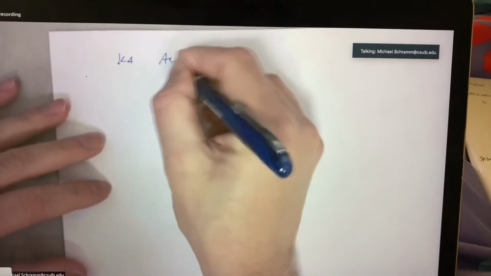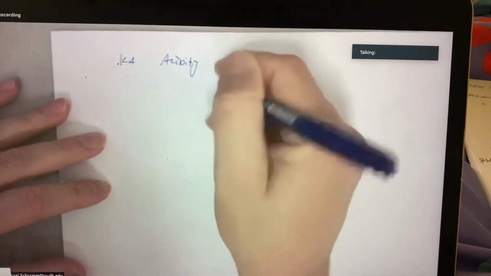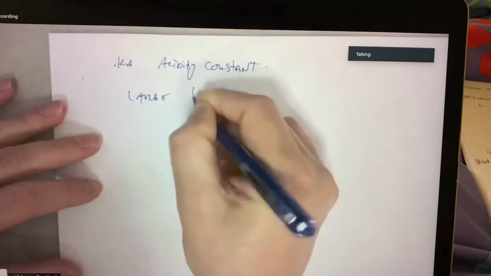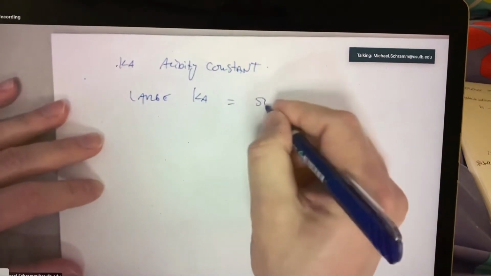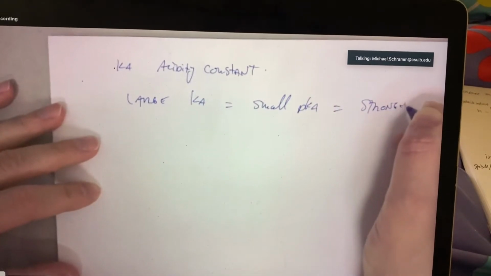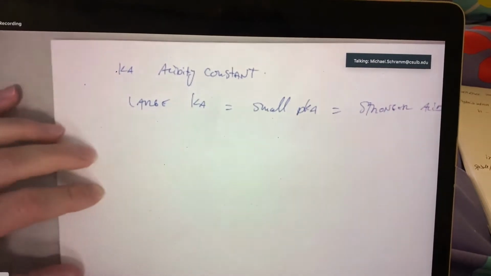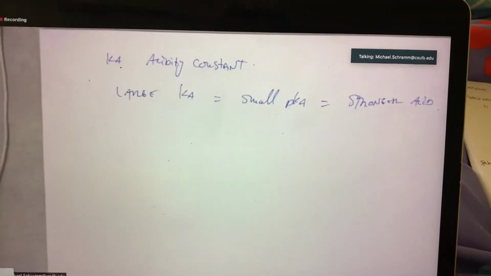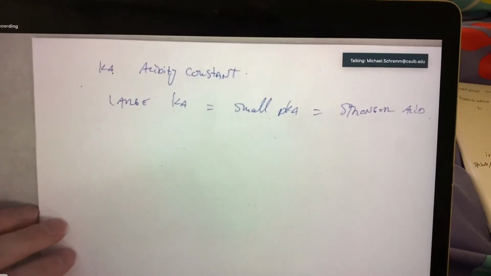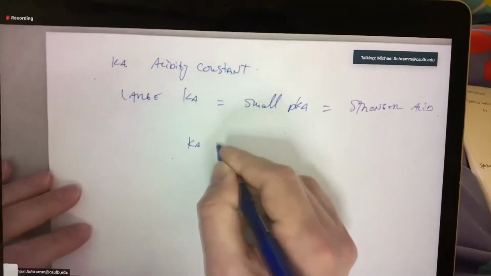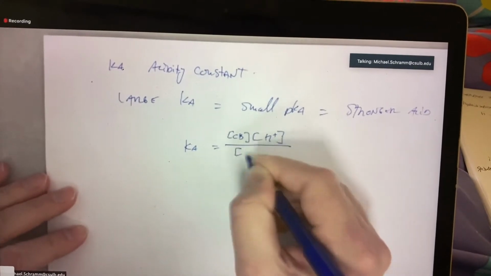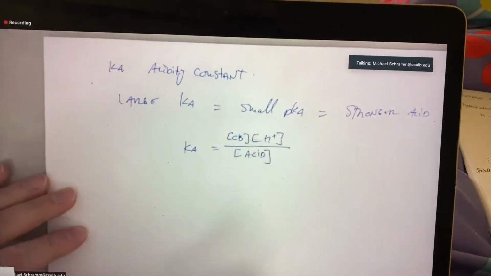Ka is the acidity constant. And then if we have a large Ka, we will have a small pKa, and we will have a stronger acid. Okay, so as the pKa goes down, we already know that this makes stronger acids. It really means that we also have a large Ka, right? If we think about that, Ka equals the concentration of the conjugate base times the proton over the concentration of the starting acid in our last equation.